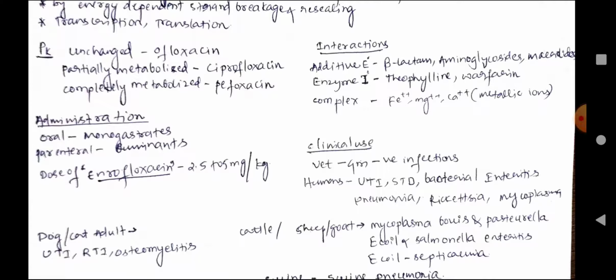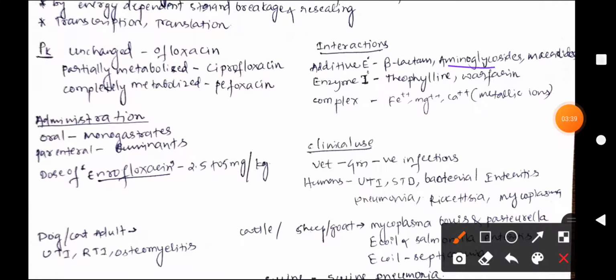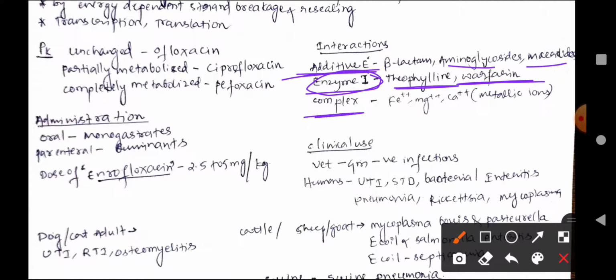Now let us come to the drug interactions. Whenever these quinolones are combined with beta-lactams, aminoglycosides and macrolides, they act with an additive effect. These quinolones are enzyme inhibitors, thereby they decrease or inhibit the metabolism of other drugs such as theophylline and warfarin, and they form complexes with metallic ions such as iron ions, magnesium ions and calcium ions.